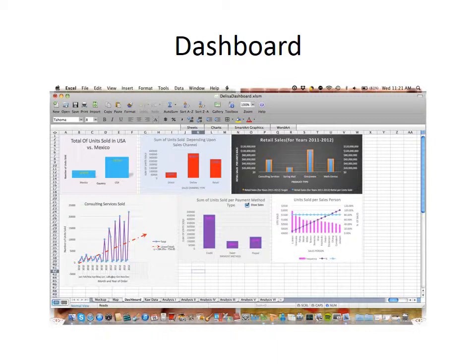The difficulty I found in this project was the differences between Excel in Mac and Excel in the PC dashboards. Well, not PC dashboards, but the PC Excel for Windows. There's a lot of compatibility issues between the two.